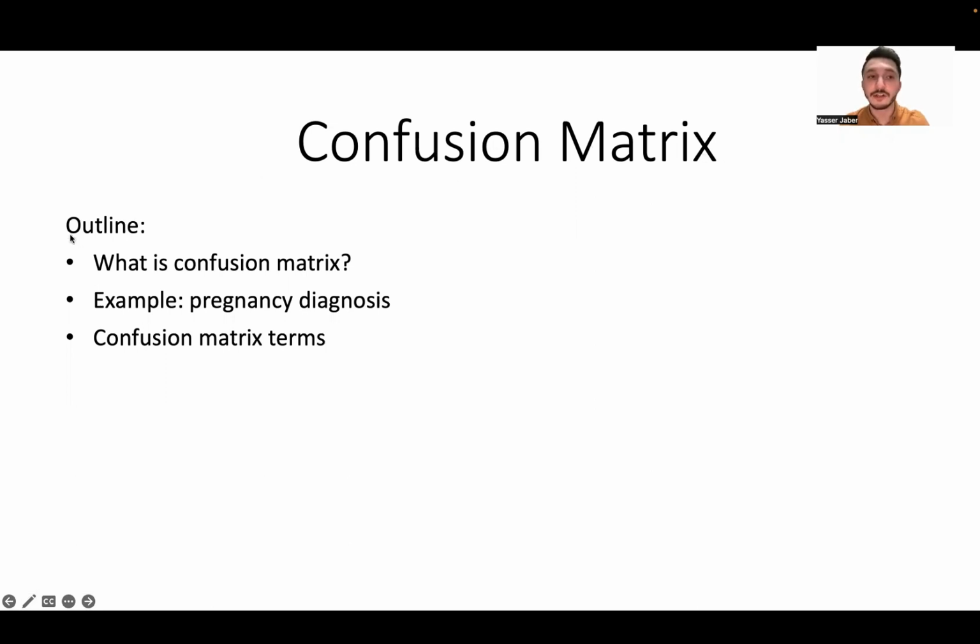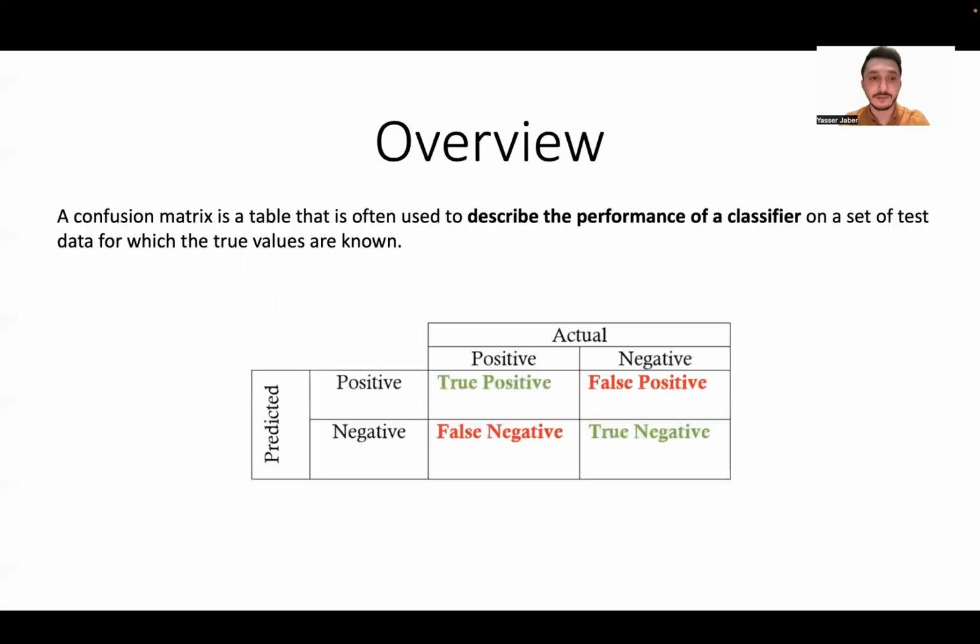So we will be talking today about what is a confusion matrix. Then we will go through an example together about pregnancy diagnosis to be able to understand the terms in practice and better. Then we will generalize our observations at the end to be able to define the confusion matrix terms. So let's start with a general overview.